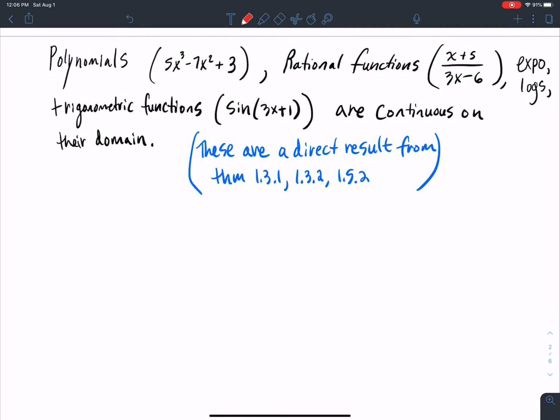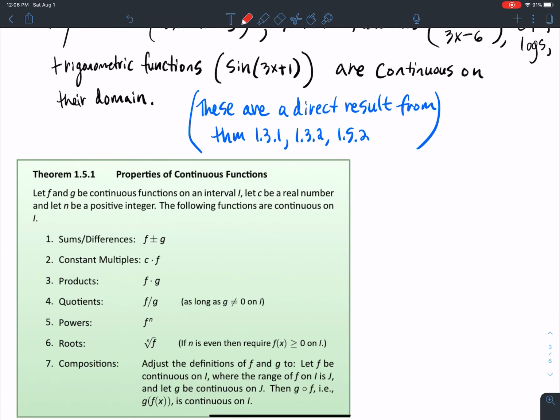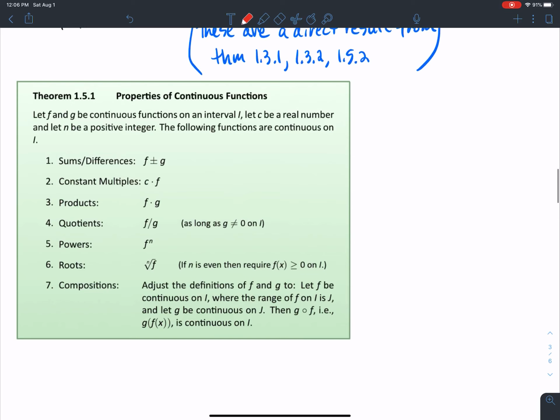Now these are direct results from the theorems listed there. You can check those out in your book. But here's a theorem: theorem 1.5.1, properties of continuous functions. I'm going to let f and g be continuous functions on the interval I. I'm going to let c be a real number, so c is some number. And I'm going to let n be a positive integer. The following functions are continuous on the interval.